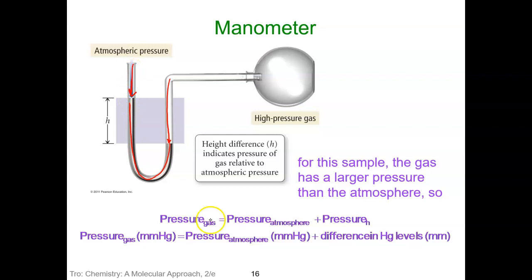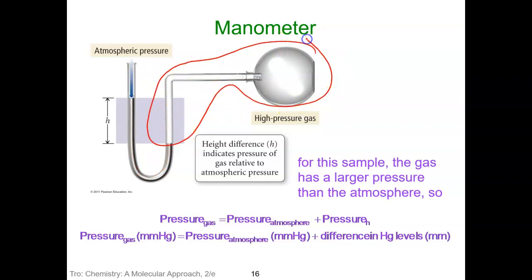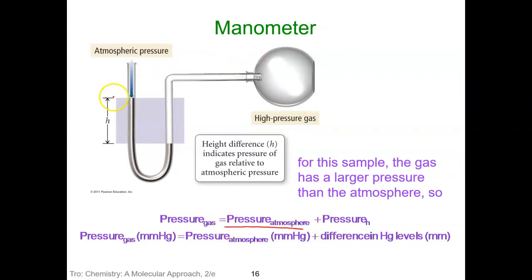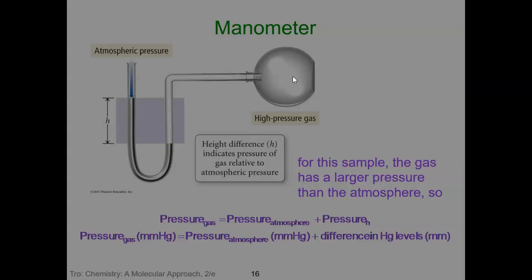And so if I want to know what the pressure of this gas is, it's whatever the pressure of the atmosphere is plus this height. So it's atmosphere plus the height that we have. And so that would be how we figure out the pressure of a gas in a manometer. And you're going to see a couple of these in your homework.